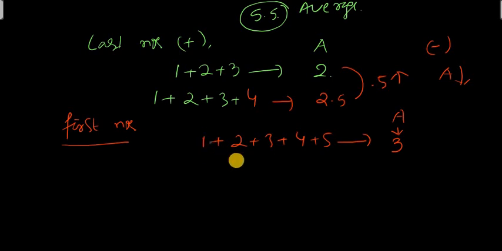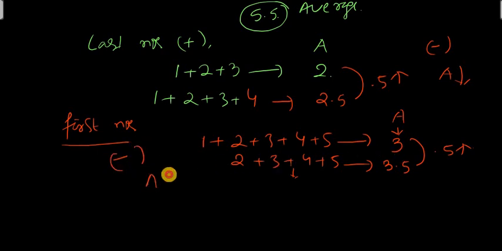When the first number is excluded, for 1 2 3 4 the average is 2.5, and after excluding it the average becomes 3.5. So when first numbers are excluded, the average increases, and when they are included, the average decreases.